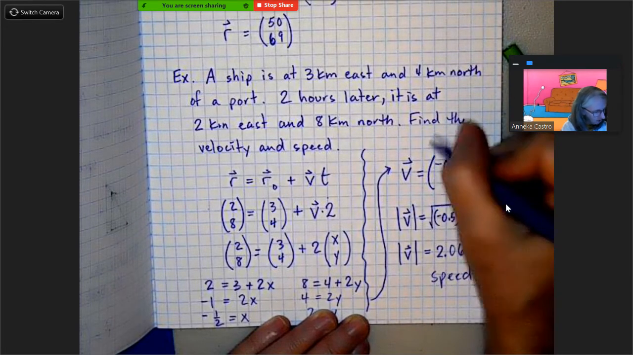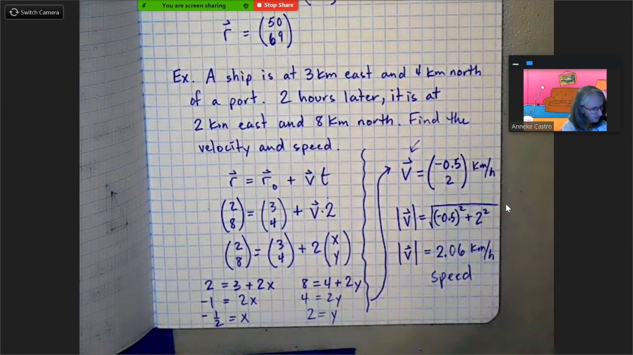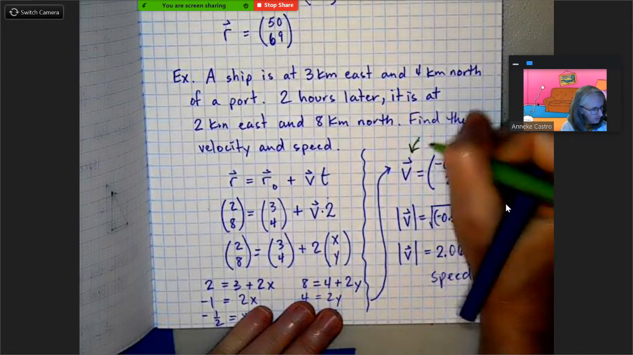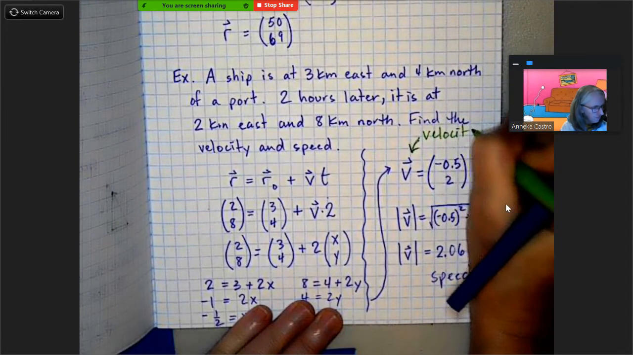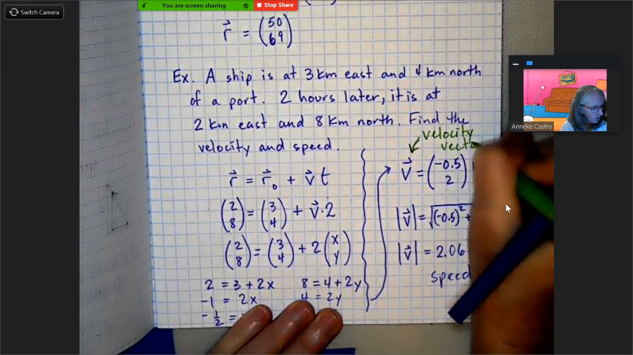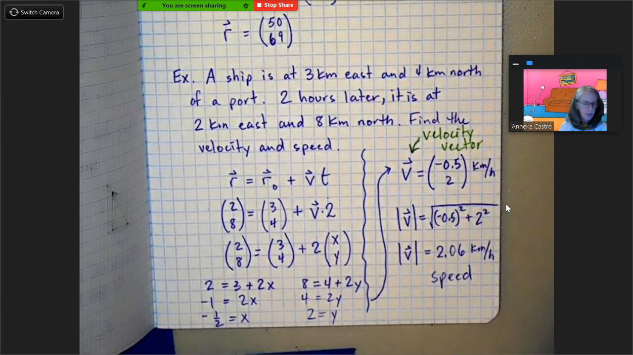Okay, so this was my velocity vector, which breaks it down into the components, my x direction and my y direction, and then the actual speed, which I get by taking the hypotenuse of that right triangle, which ended up being 2.06 kilometers per hour. All right. Last thing, finally, the last thing: normalizing a vector, also known as the unit vector.